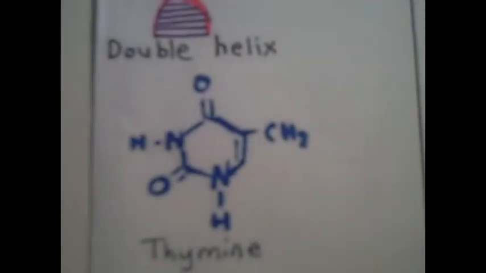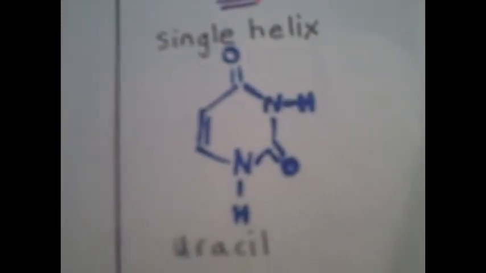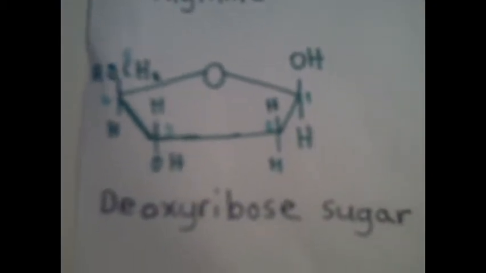There are four main differences between DNA and RNA. The first is that DNA is a double helix, while RNA is a single helix. The second is that instead of the nitrogenous base thymine, RNA has the nitrogenous base uracil. And instead of deoxyribosugar, which DNA has, RNA has ribosugar.